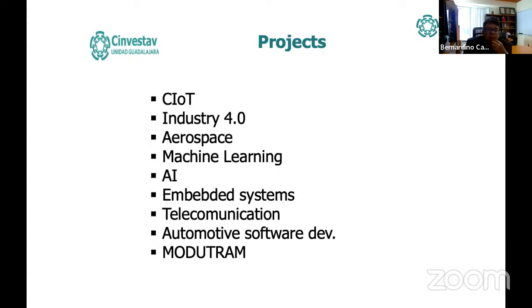Currently we are running some projects, for example in CIoT, which is a program on Internet of Things, a project on industry, projects on aerospace mainly with the Mexican Army, projects on machine learning and artificial intelligence, embedded systems, telecommunications, automotive software development, and a project called Modutron, which we started about 6 years ago.